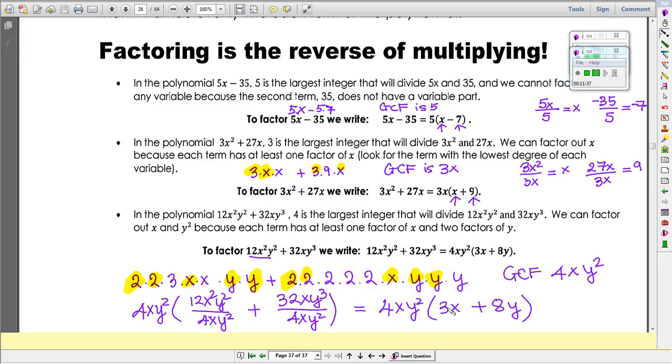And of course you can check it by distributing your greatest common factor to each of the two terms inside the parentheses, multiplying it out, and making sure you end up with the given expression. So this will be the conclusion for this video.